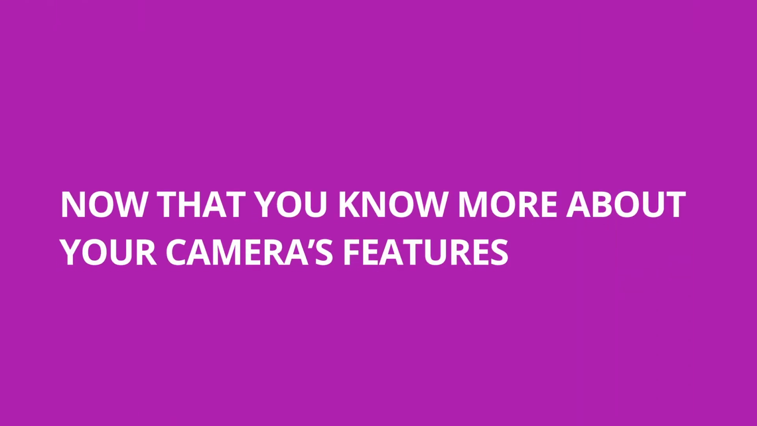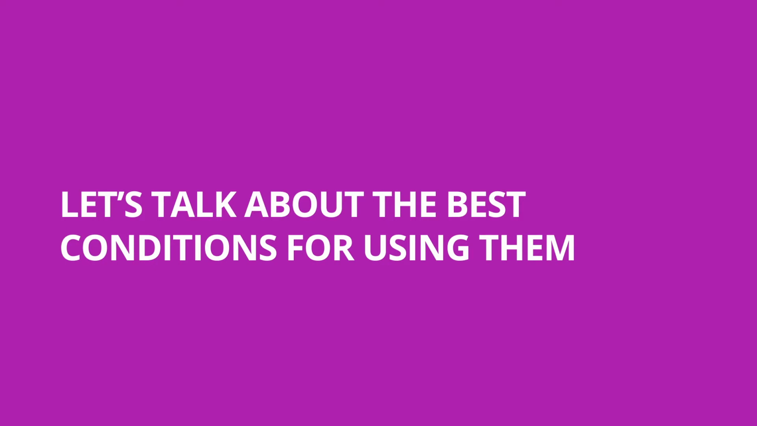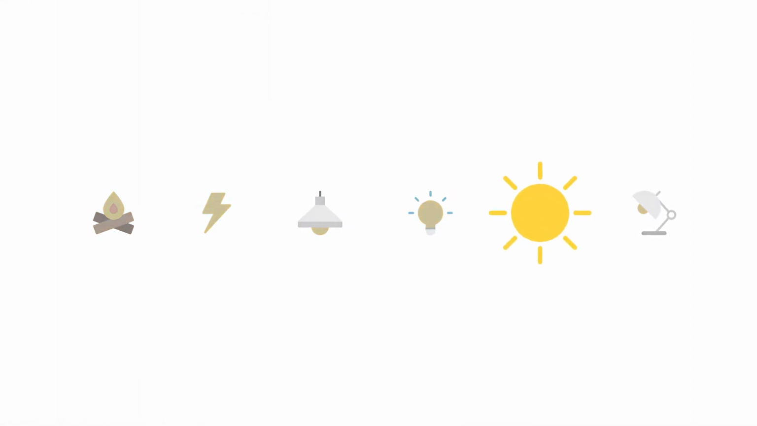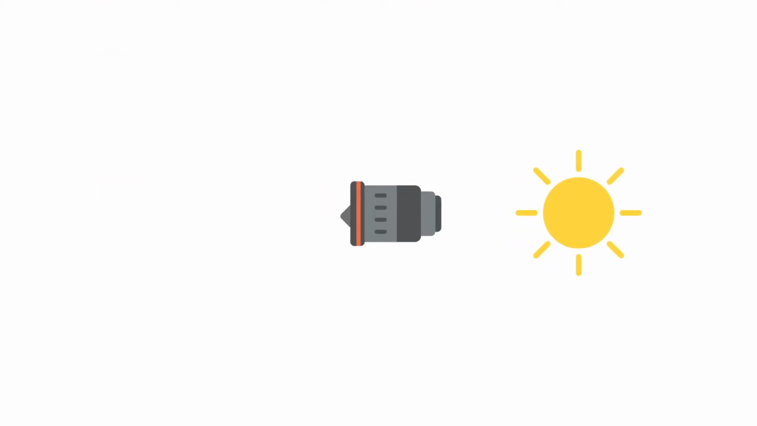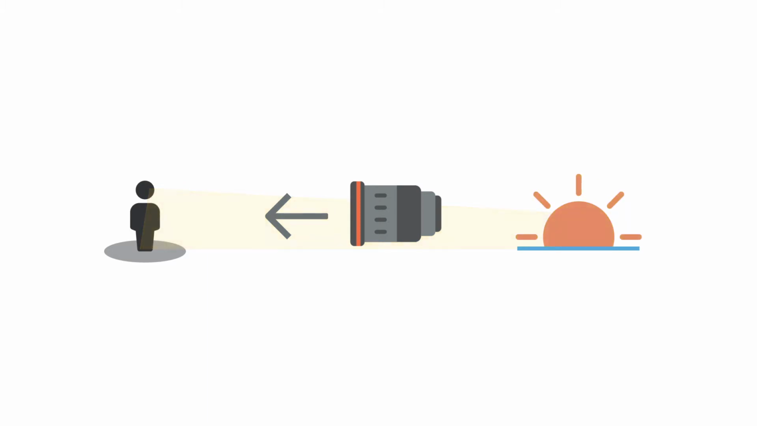Now that you know more about your camera's features, let's talk about the best conditions for using them. The best photo taking conditions are in natural light, so use it whenever possible. Aim to take your photo with the sun behind the camera regardless of the time of day. Mornings work well, as does late afternoon and shortly before sunset when light is softer.